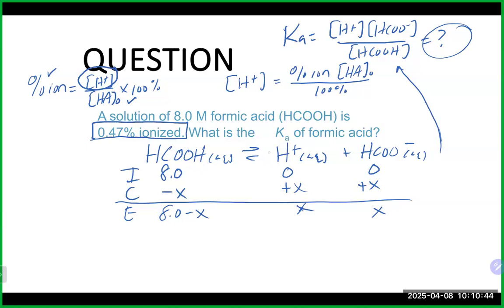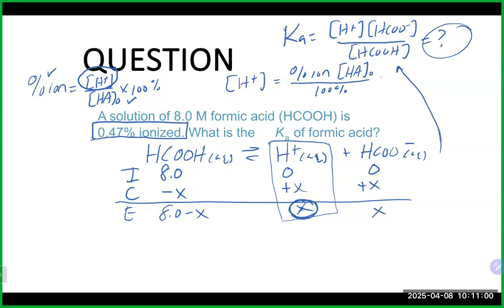The reason that would be very helpful for us is if we could figure out our H plus concentration, we could see from the table that that is what X equals at equilibrium. So it's very similar to the experiment you're going to do today. You can kind of back calculate a little bit here, our K value.